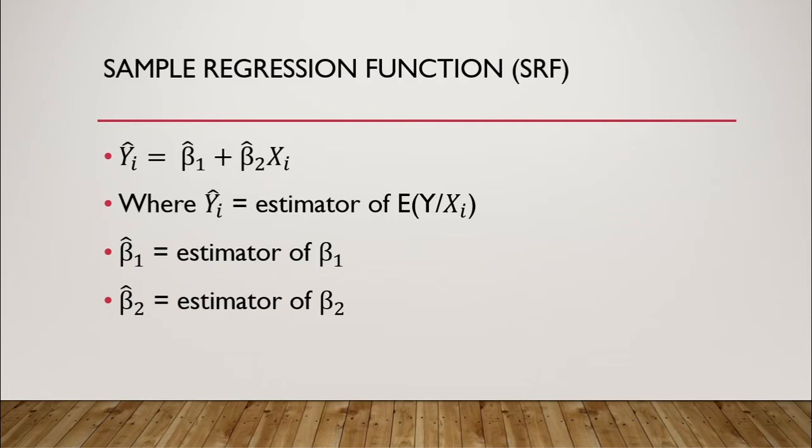So the sample regression function is slightly different from the population regression function. The sample regression function is written like this. Yi hat is equal to beta 1 hat plus beta 2 hat xi, where yi hat is the estimator of the expected value of y given xi, and beta 1 hat is the estimator of the true population parameter beta 1, and beta 2 hat is an estimator of the true population parameter beta 2.